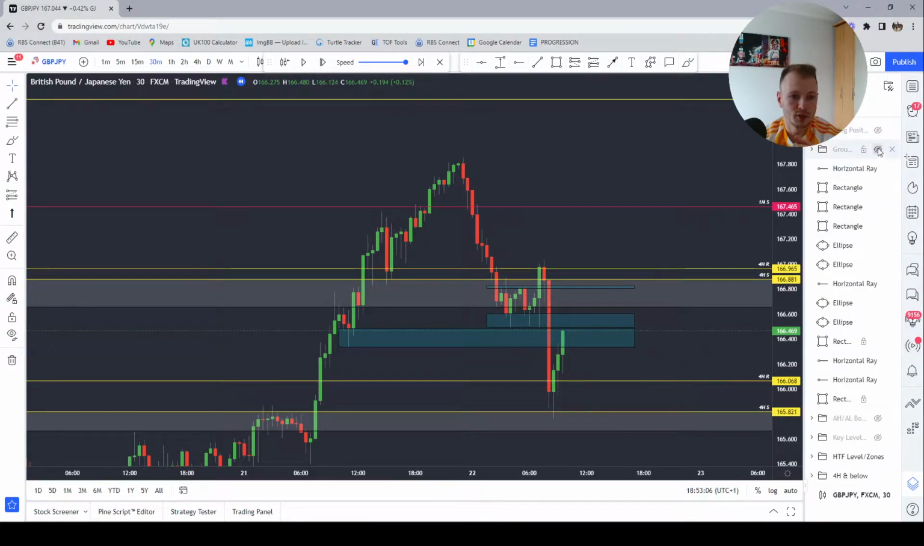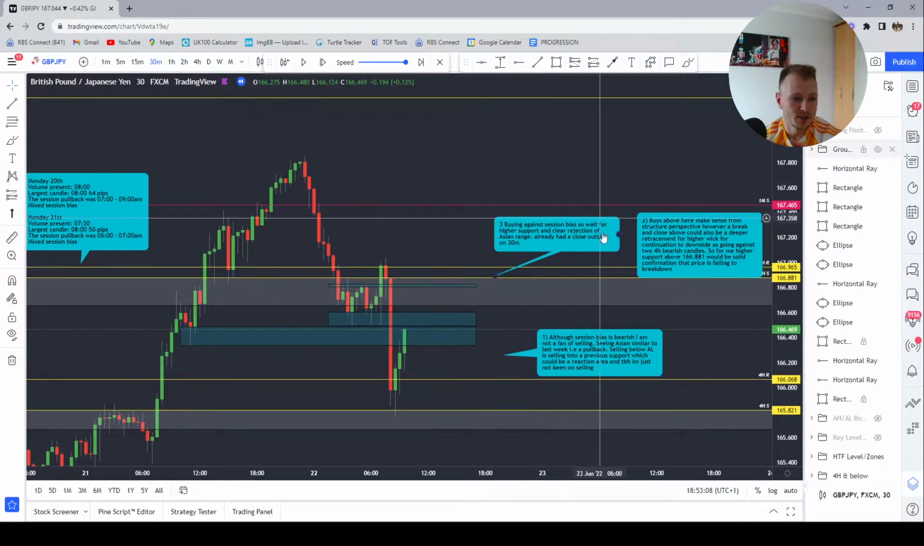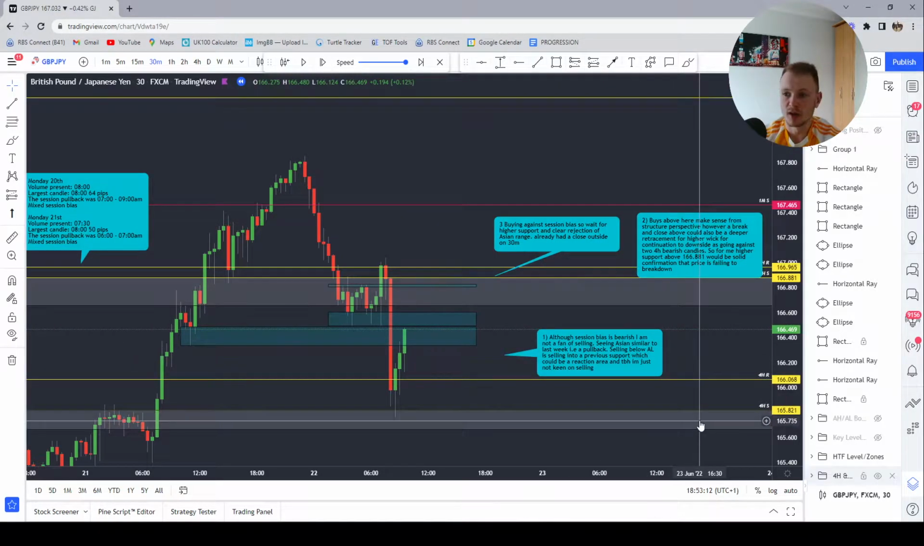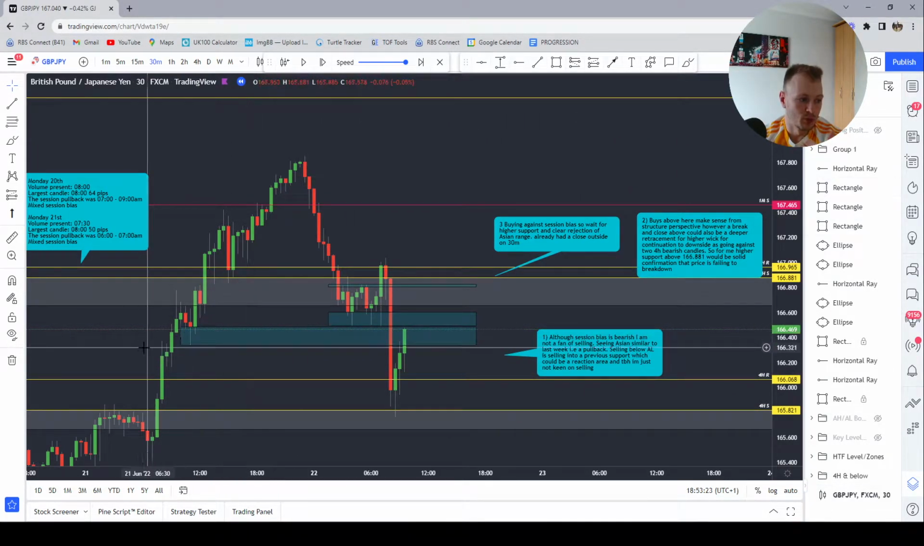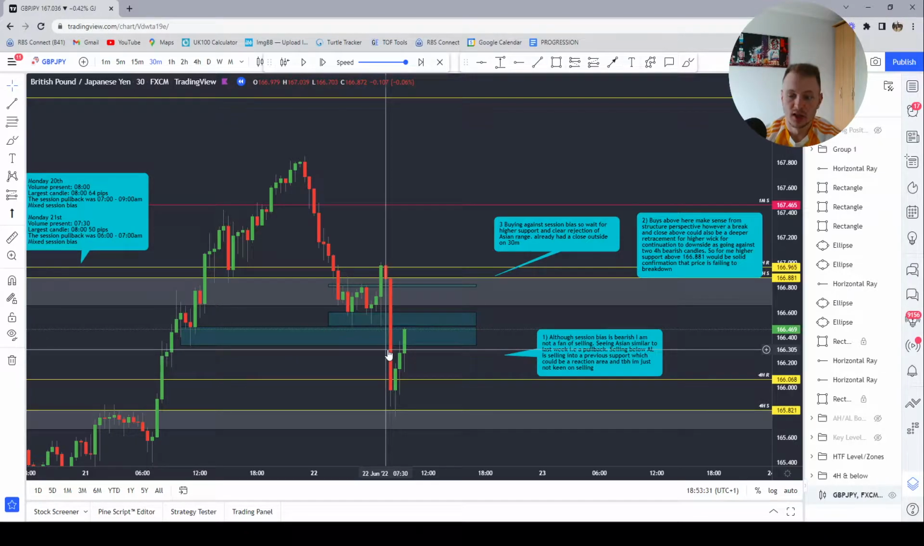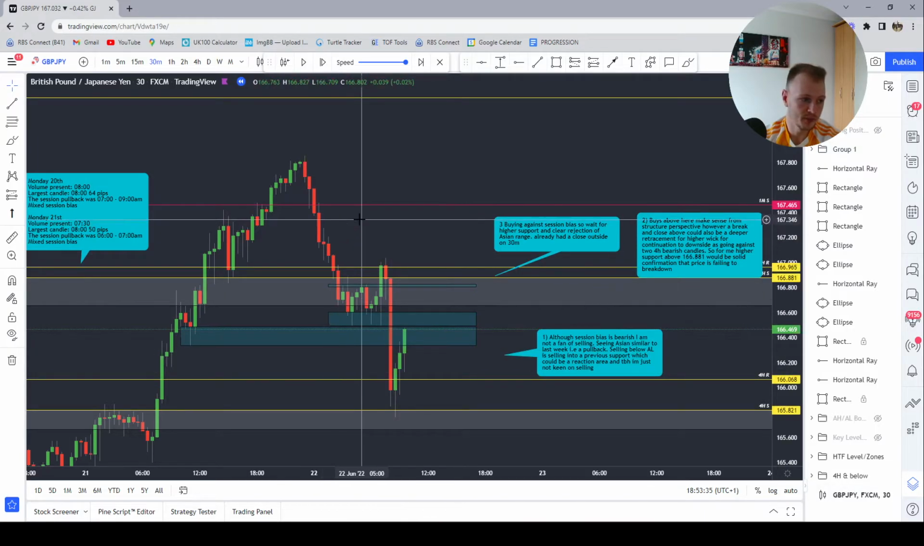So if I bring on my annotations, although the session bias is bearish, I'm not a fan of selling. I'm seeing Asian similar to last week, as in this is just a pullback for further upside, and selling into a previous support, I didn't really like selling into this. Essentially, if I was looking at this chart, I would say sales below here made sense, or we'd maybe provide a cleaner opportunity or cleaner area.